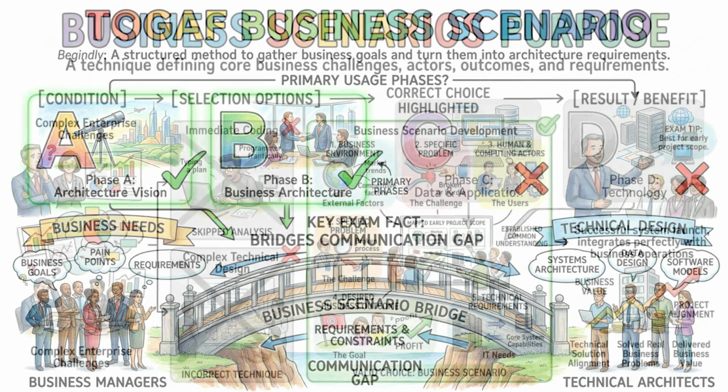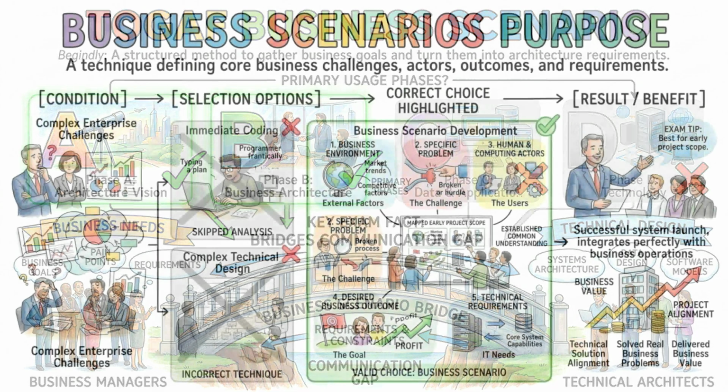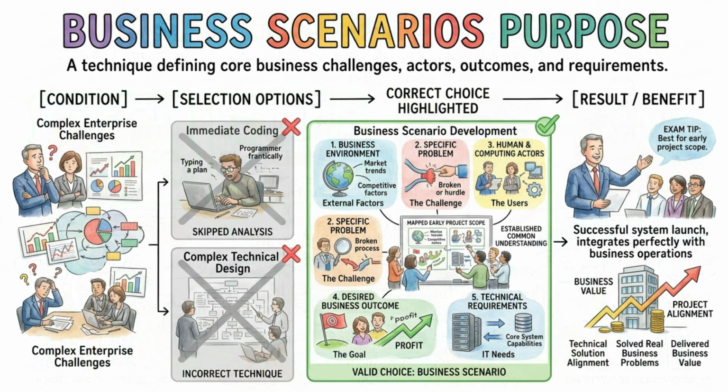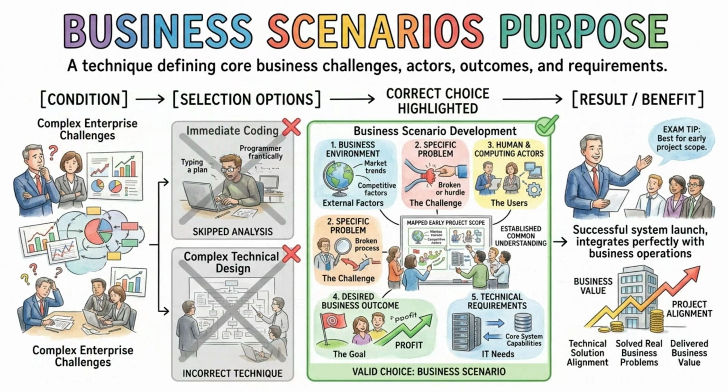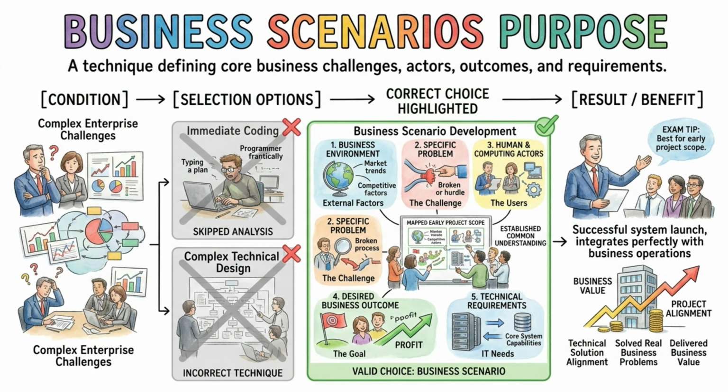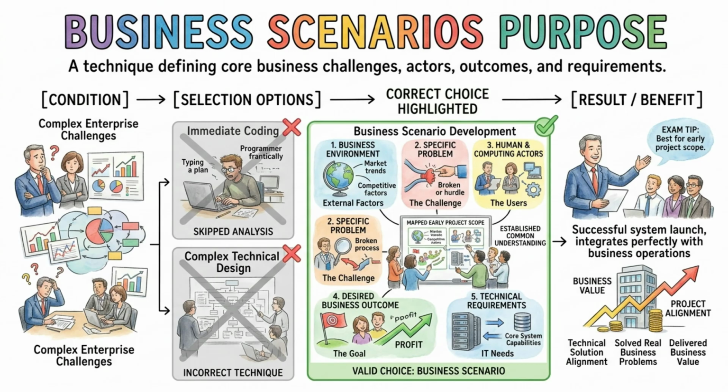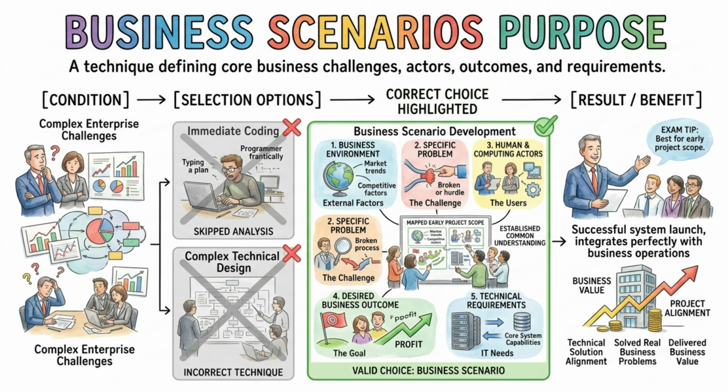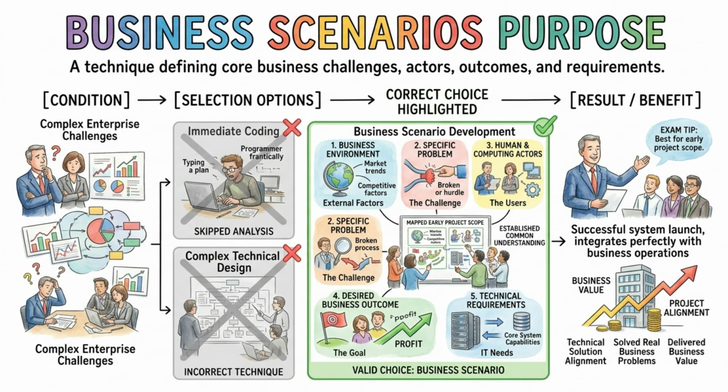A business scenario documents 5 essential elements: the business environment, the specific problem, the human and computing actors involved, the desired business outcome, and the technical requirements. By clearly mapping out these components, architects ensure that proposed technical projects solve actual business challenges. Using business scenarios prevents architecture teams from designing complex technical systems that fail to deliver real business value. The exam often highlights business scenarios as the best technique for establishing early project scope.